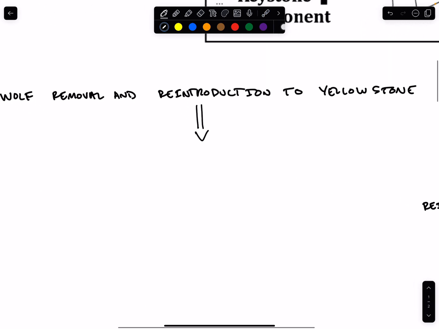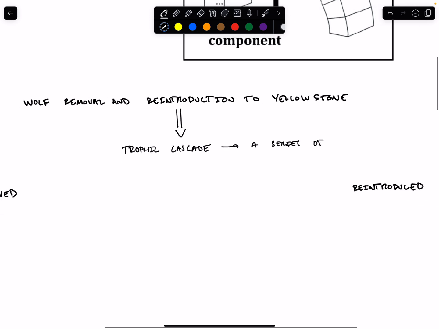This created what's called a trophic cascade. A series of changes to the ecosystem across multiple trophic levels.